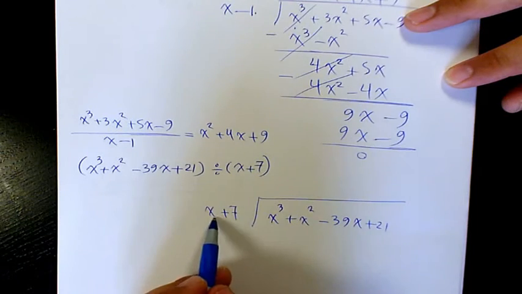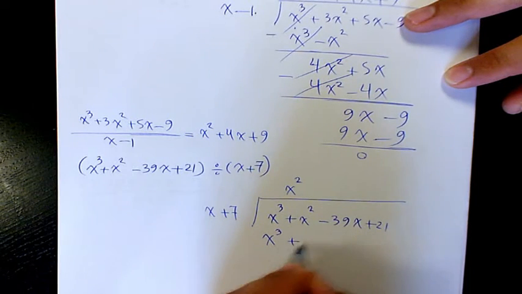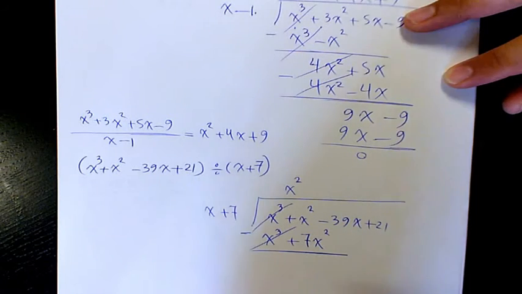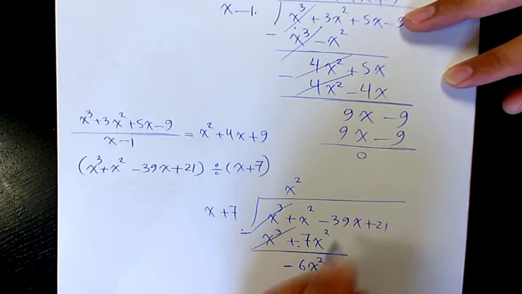X cubed divided by x is going to be x squared. X squared times x, x cubed. X squared times 7 is going to be 7x squared. When you subtract it, these two cancel out. X squared minus 7x squared is going to be negative 6x squared. Negative 39x.